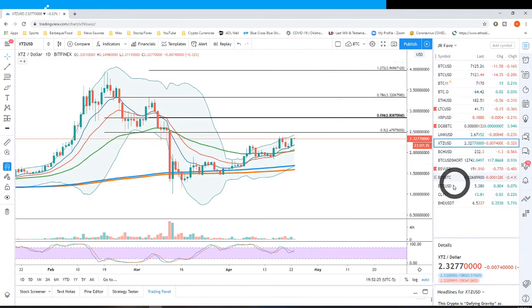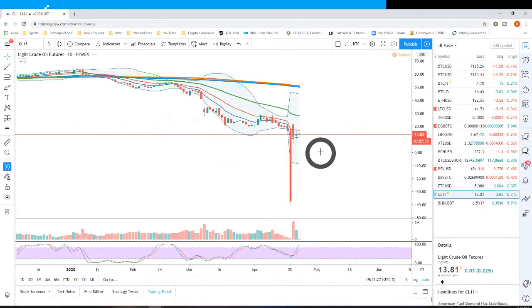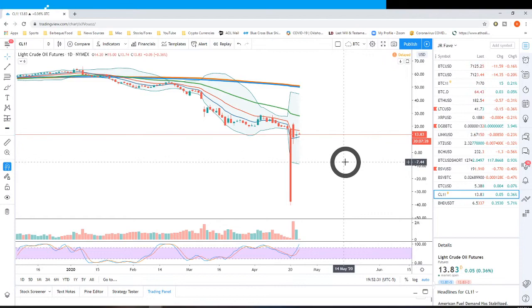What else do we got? Oh yeah, and I put crude oil up here the other day. Look at that. Can anybody believe crude oil went on the May contract? It went negative, like negative $40. So somebody was actually paying somebody to take their oil. It was the craziest crap I've ever seen in my life. In all the years I've been trading, I've never, ever seen anything like that. A negative futures contract. Unreal.